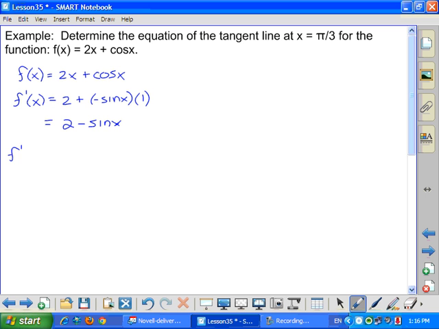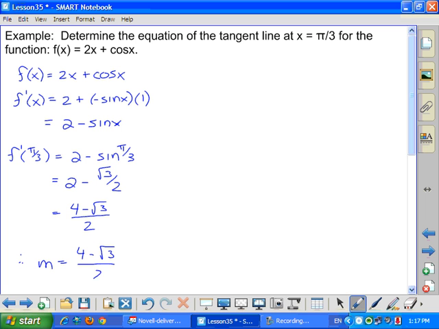So we want to evaluate the slope at pi by 3. So 2 minus sine pi by 3. You have your special trig sheet there, so it's just going to be root 3 over 2. Getting a common denominator, 4 minus root 3 over 2 will be the slope. So therefore, slope equals 4 minus root 3 over 2. I want to find the equation of a line.